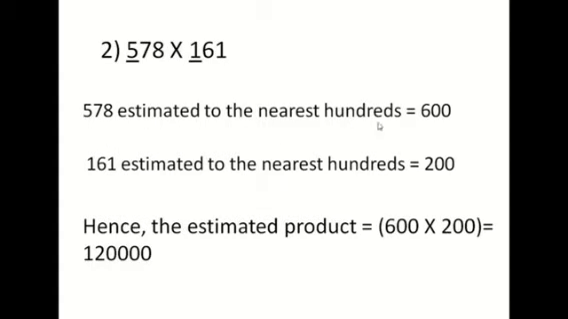578 estimated to the nearest hundreds place is 600. 161 estimated to the nearest hundreds place is 200. Hence the estimated product will be 600 into 200. So you have to write 600 into 200 and then multiply. 6 into 2 gives you 12, along with 1, 2, 3, 4 zeros. So 12 along with 4 zeros.